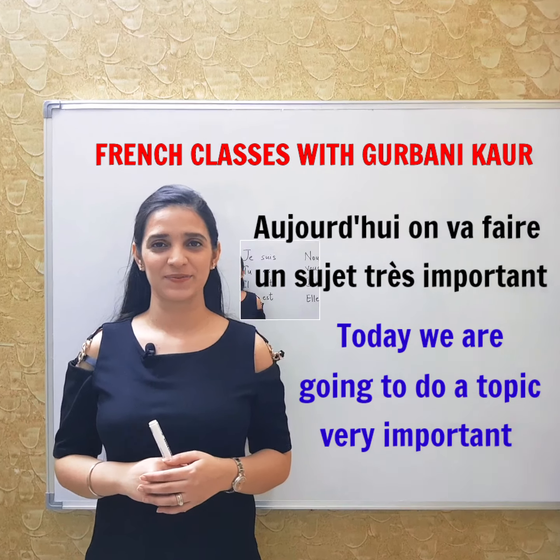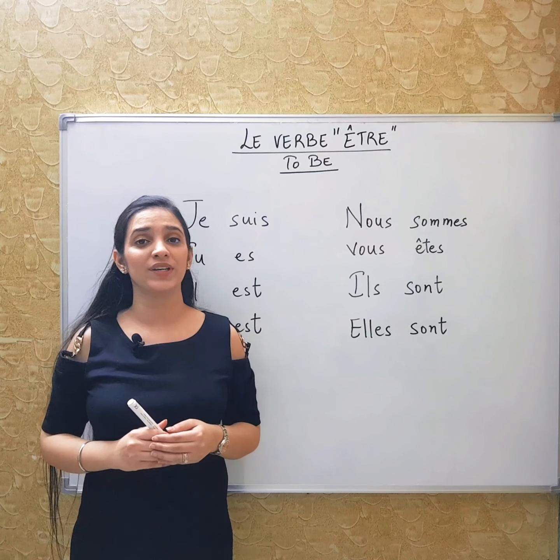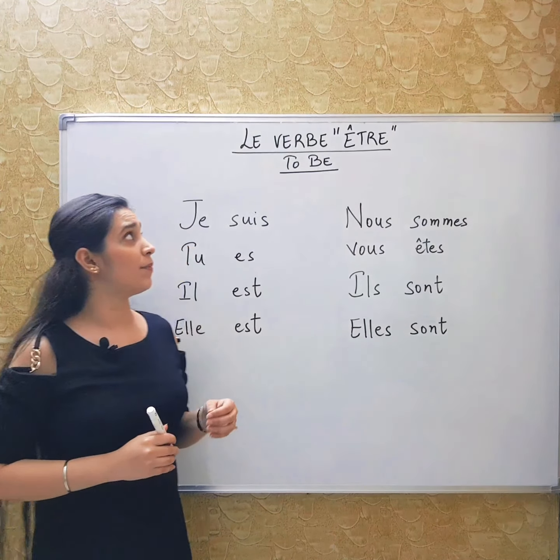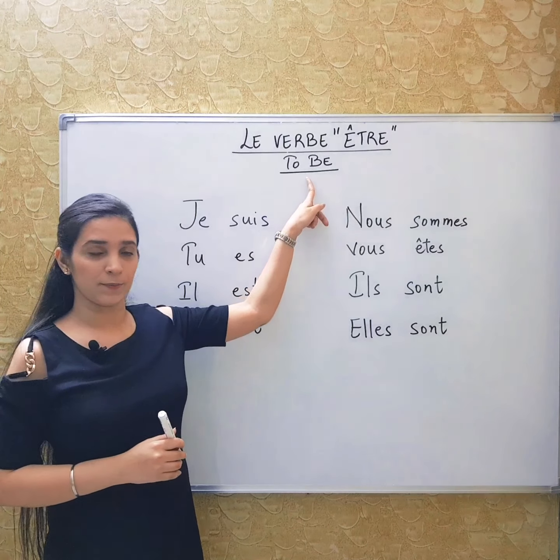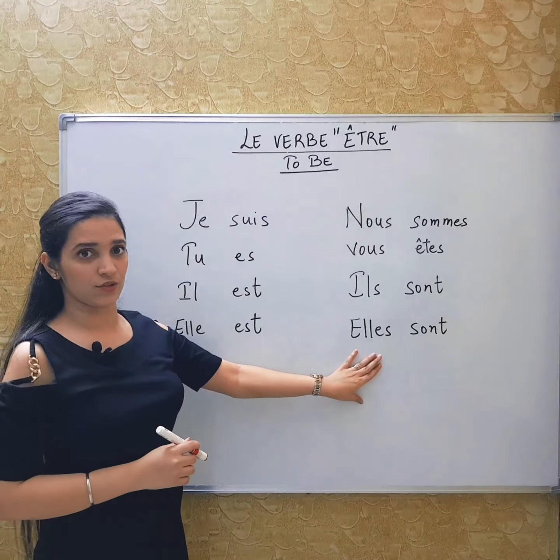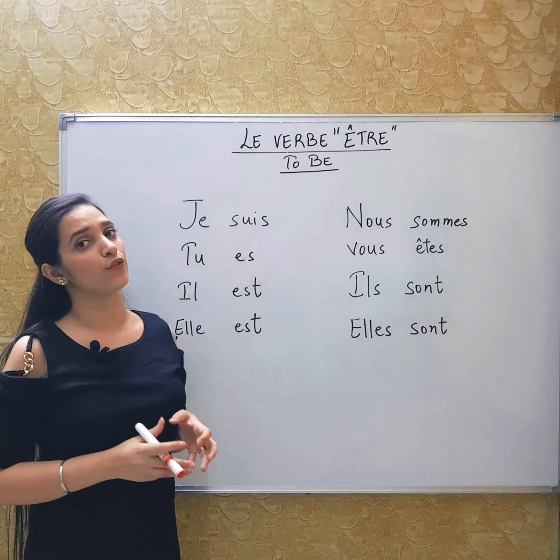Let's start. The verb that we are going to do in this lesson is the verb être. Le verbe être, which means to be. Now, this is the verb être. This is called the conjugation of the verb être.